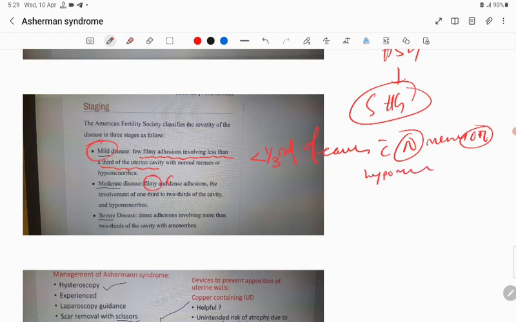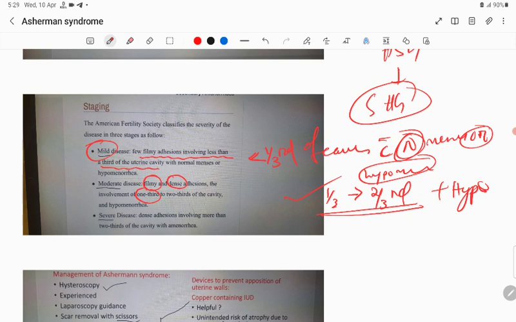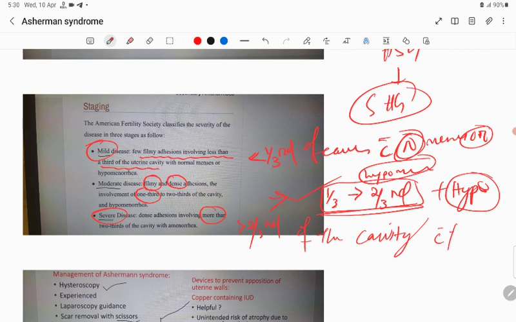If there are filmy and dense adhesions involving 1/3 to 2/3 of the cavity, plus hypomenorrhea, it is called moderate disease. If it is less than 1/3 with normal menses or hypomenorrhea, it is mild. If it is a severe disease, the adhesions involve more than 2/3 of the cavity with amenorrhea.